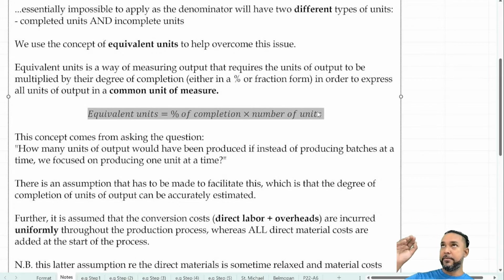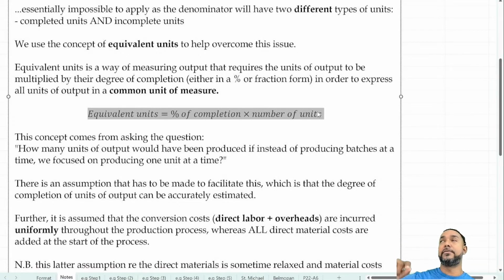So let's say you have 100 physical units that go through all 4 stages and are 100% complete. You have 100 physical units complete, right? You also have 100 equivalent units, because we multiply the percentage complete by the physical units. So 100% by 100 units is 100 units, right?